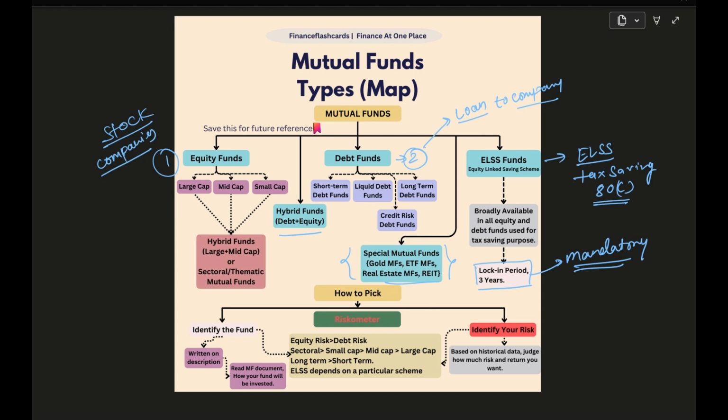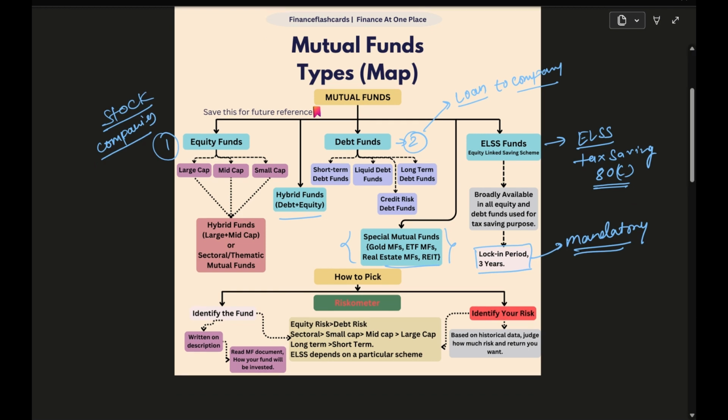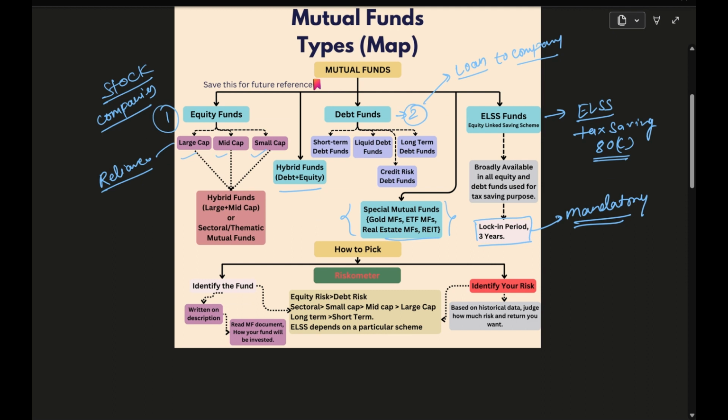Now let's understand equity funds in more detail. Equity funds are majorly divided into 3 types, which are large cap, mid cap and small cap. Large caps are companies whose market capitalization is very big, such as Reliance. And similarly, there are companies with medium market capitalization and small capitalization. And in equity funds, there are also some hybrid funds, such as a mixture of large cap and mid cap funds, or we have sectoral or thematic mutual funds, which means that a particular mutual fund is investing in particular sectors such as infrastructure, or some theme like ESG.